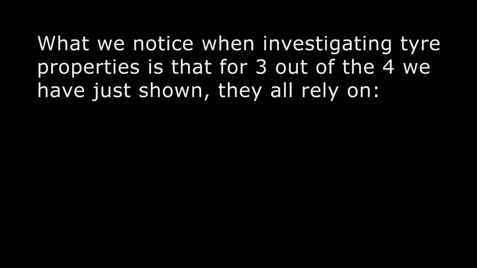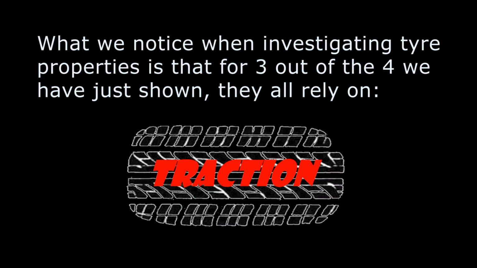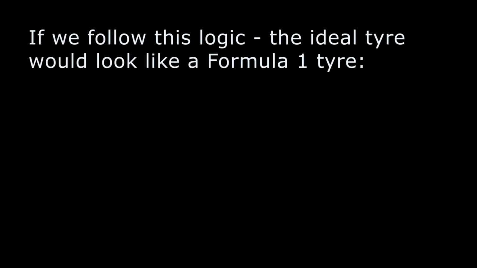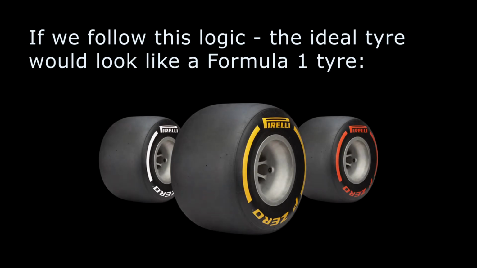Now, what we notice when investigating tyre properties is that 3 out of the 4 properties we have just shown, they all rely on traction. So theoretically, the greater the surface area of the tyre that comes into contact with the road, the greater your traction would be. Now, if we follow this logic, the ideal tyre would look like a Formula 1 tyre.